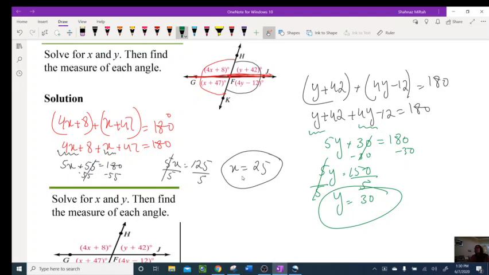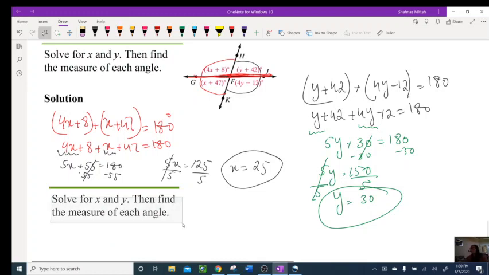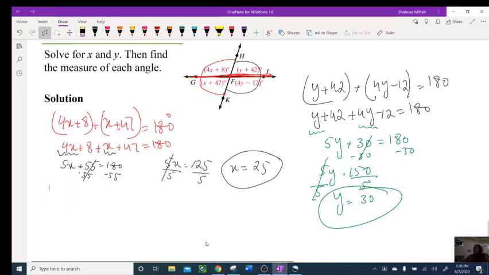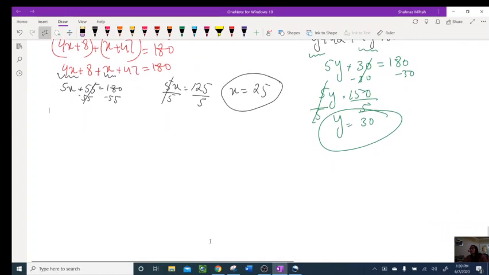Now they said find the measurements of each angle. All you have to do is plug in the x's and the y's back in the equations, and then you will find their answer. Okay, let me delete that one because we have been working on this one. Let's try that one too, on the whole thing, or maybe this. Okay, so let's try and solve these.